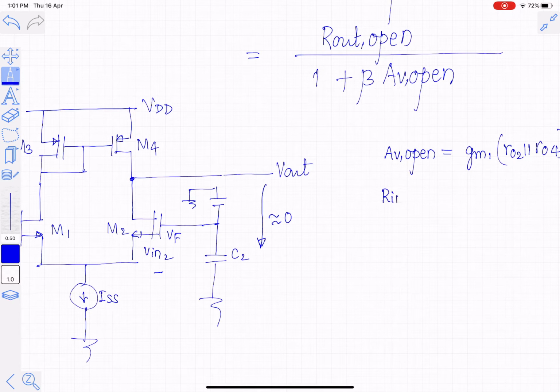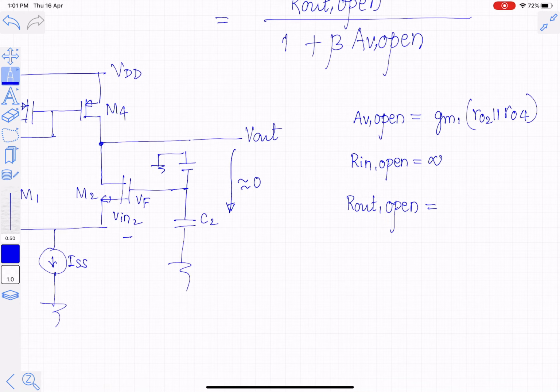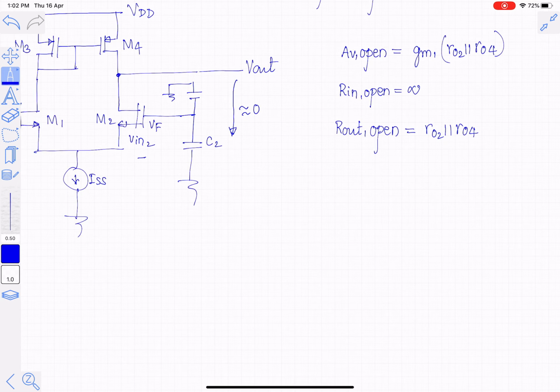R in open is equal to infinity, that is clear, that I am not going to explain. But R out open, without feedback, that is in absence of feedback signal, made 0, output impedance is RO2 parallel RO4. Now what is required for us to calculate is only loop gain. If we are able to find out the loop gain, we can write down the expression for AV closed, R in closed and R out closed directly. So we know the method of calculating the loop gain.